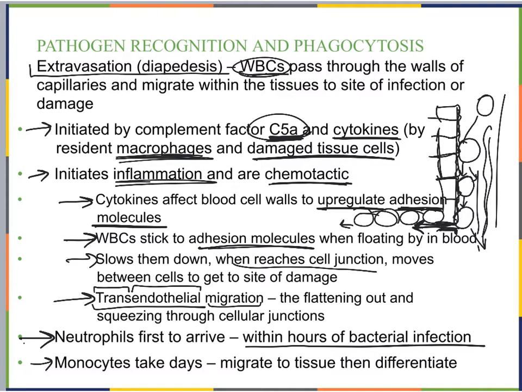Then we have the monocytes, which are going to take days to get there. They'll migrate to the tissue, and then they'll differentiate into macrophages that are specific to that tissue, and then they're going to continue to help the neutrophils. Remember, the neutrophils and the monocytes are phagocytic cells. So they're going to be gobbling up cellular debris, and gobbling up bacteria that they find in the area because of this cut, and because an infection is forming in this cut because we have bacteria there.